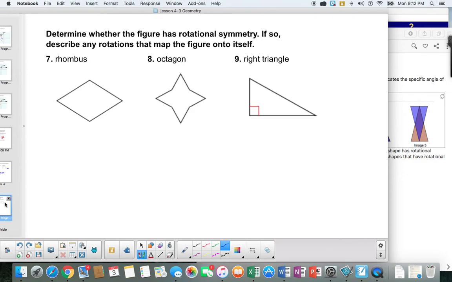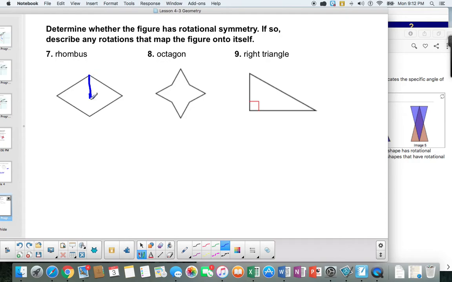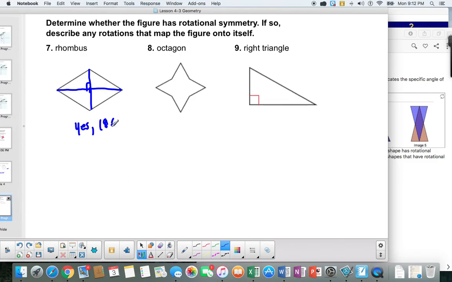Okay, what about this one? Again, put a center right here. I like to go ahead and draw diagonals because this kind of helps me. And you can see that if you just turn 90 degrees, this shorter side is not going to match perfectly. So this is going to have to take 180 degrees. So this is yes, but it'll take 180 degrees to do that.